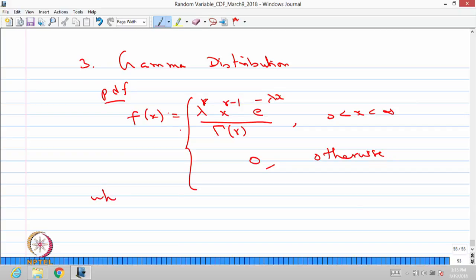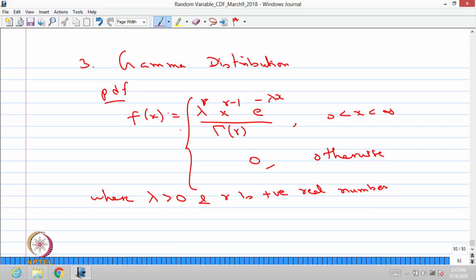Here lambda is strictly greater than 0 and r is a positive real number. Whenever a continuous type random variable has a probability density function of this form, we call it a gamma distributed random variable. I have to define what is gamma of r also.